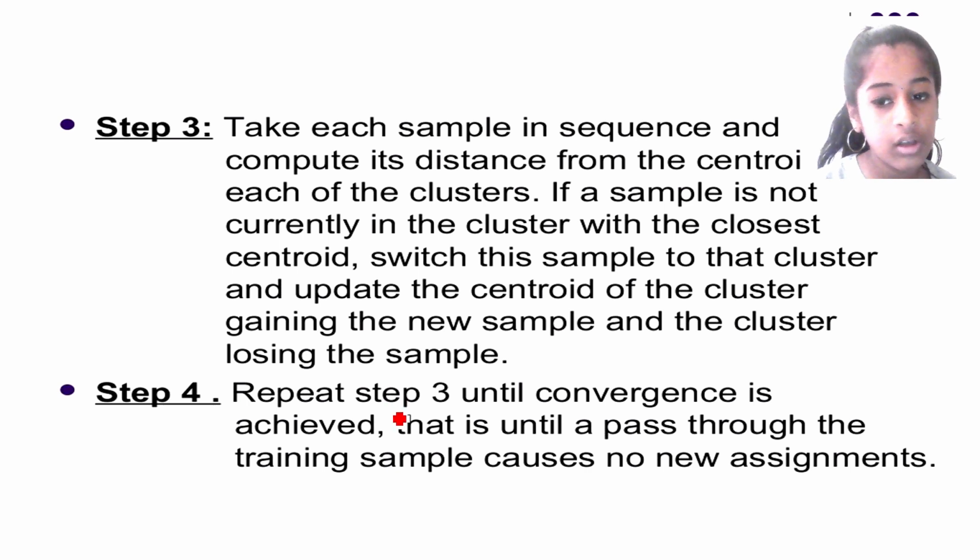Repeat step 3 until convergence is achieved. So until this is achieved, keep repeating it, and that is until a pass through the training samples causes no new assignments. So here we have the number of groups that we need, so there should be no new clusters other than that. I mean, no other data point should change its cluster. So till then you're going to repeat step 3.